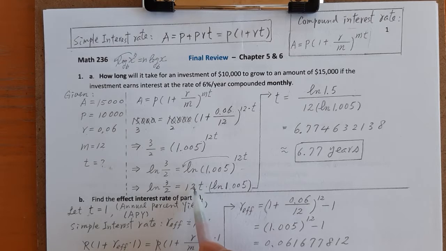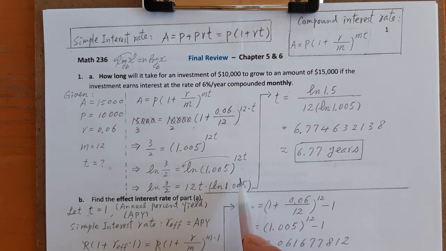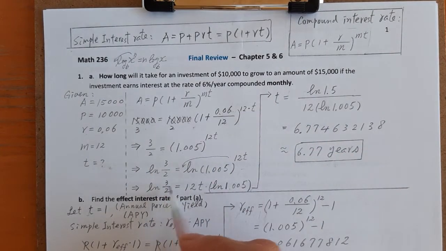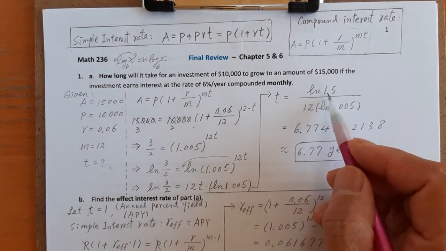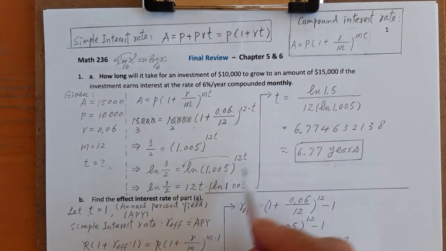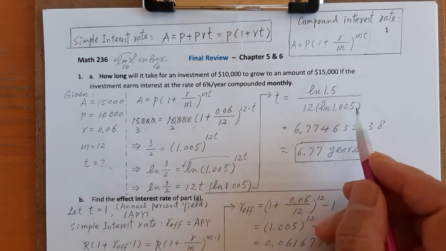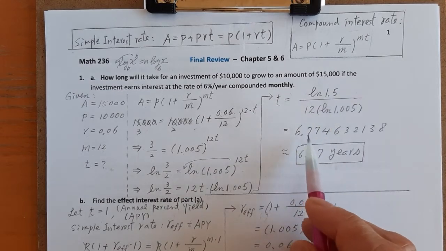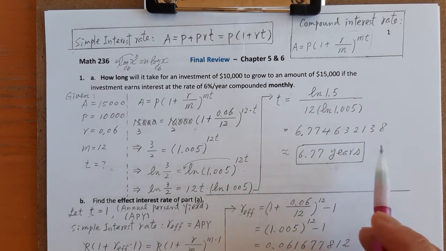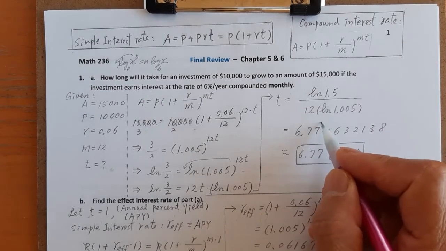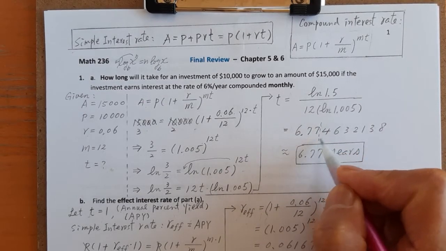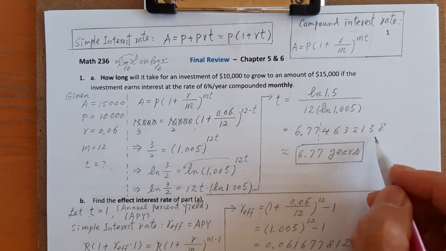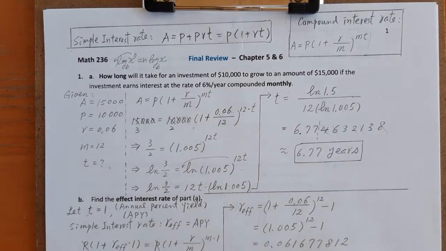Then solve for t, so both sides divided by 12 times ln 1.005. On the right side, 12 cancels and ln 1.005 cancels, and we get t equals, on the left side, ln 3 over 2, which is ln 1.5, over 12 ln 1.005. Now use a calculator and figure out this part: 6.774632. Normally we round to 2 decimal digits. 4 is less than 5, so drop. We get 6.77 years.